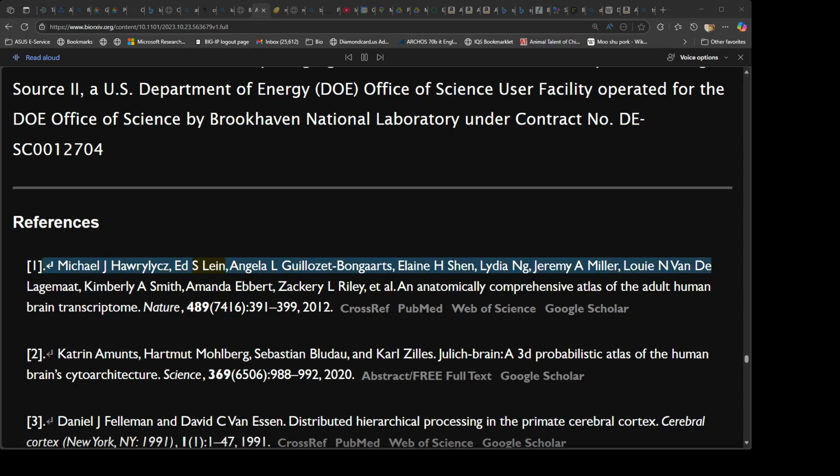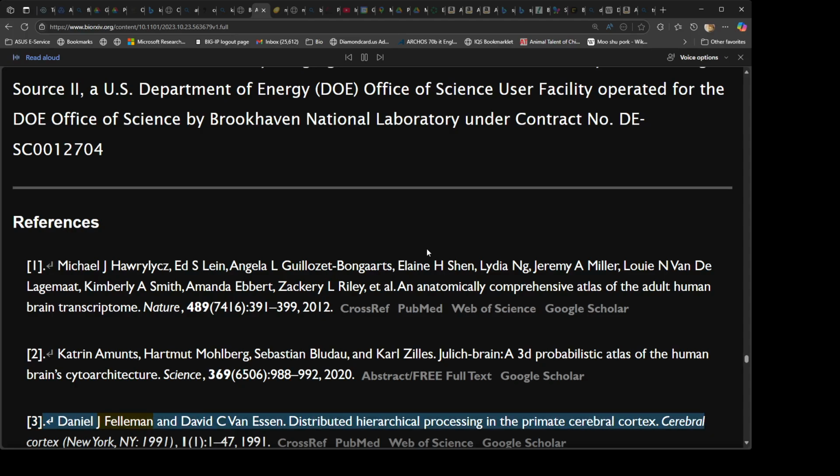References. 1. Michael J. Hawrylycz, Ed Lein, Angela Guillozet-Bongaarts, Elaine H. Shen, Lydia Ng, Jeremy Miller, Louis N. van de Lagemaat, Kimberly A. Smith, Amanda Ebbert, Zackery L. Riley, et al. An anatomically comprehensive atlas of the adult human brain transcriptome. Nature, 489(7416), 391-399, 2012. Crossref PubMed Web of Science Google Scholar. 2. Katrin Amunts, Hartmut Mohlberg, Sebastian Bludau, and Karl Zilles. Julich-Brain, a 3D probabilistic atlas of the human brain's cytoarchitecture. Science, 369(6506), 988-992, 2020. Abstract/free full text Google Scholar.